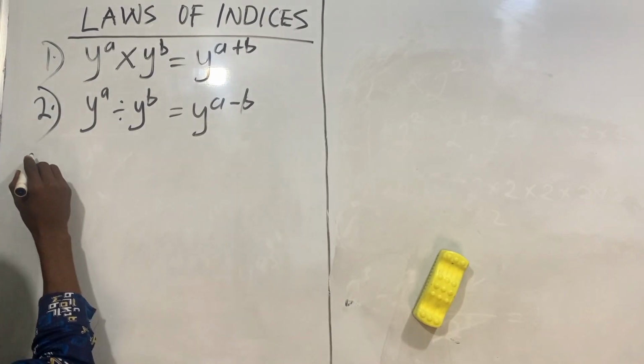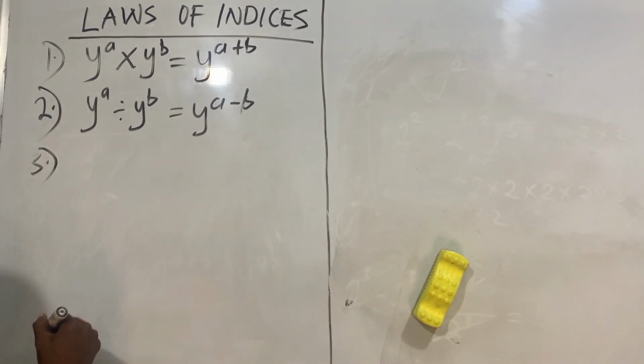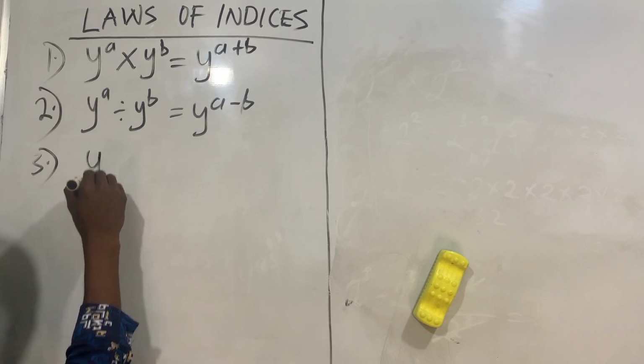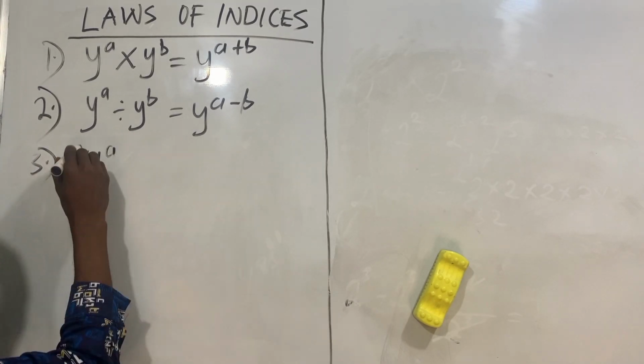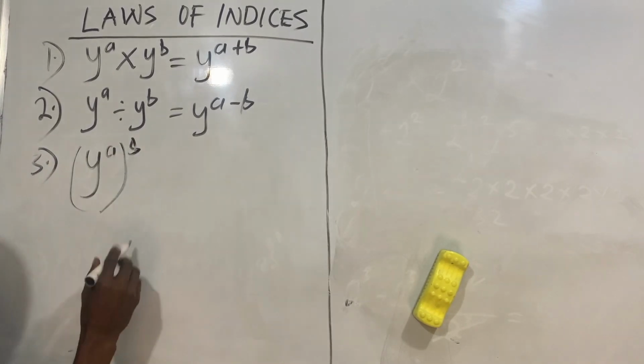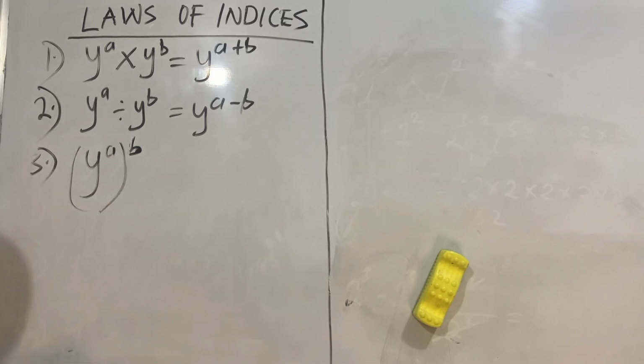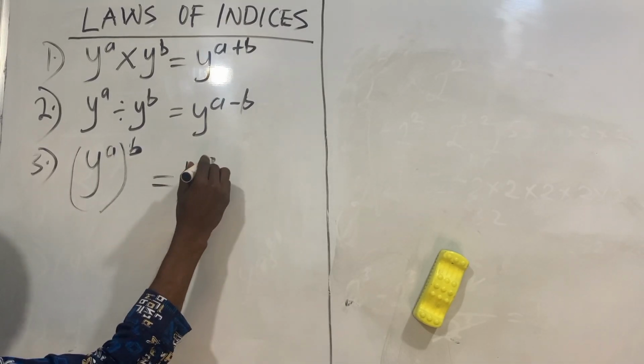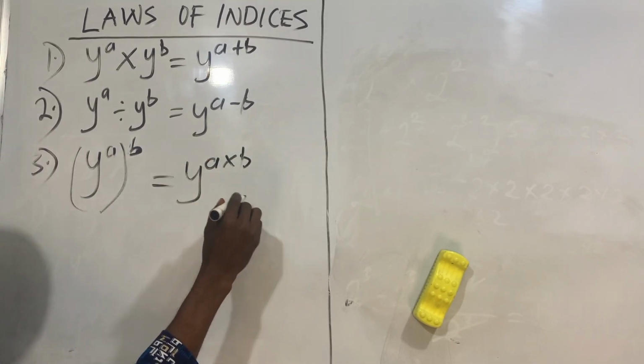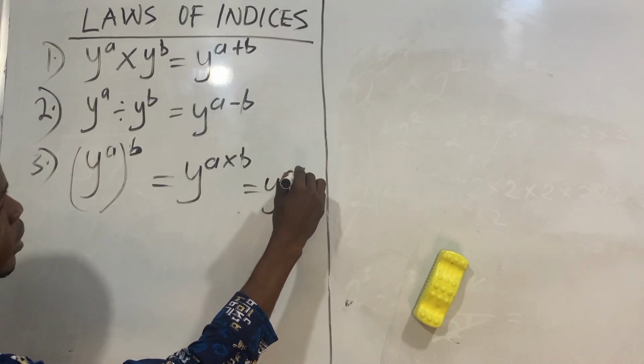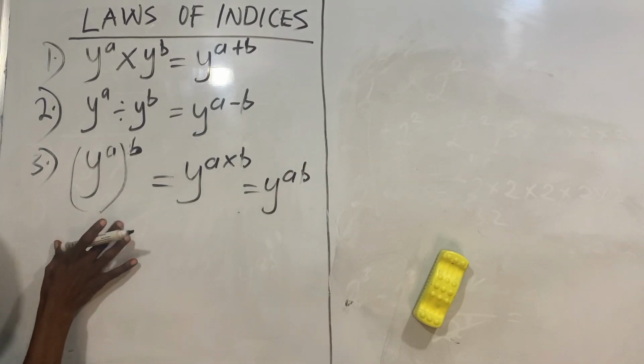The next law is the power index. If we have y to the power of a all raised to the power b, this implies y to the power of a times b, which implies y to the power of ab. That's from the power index.